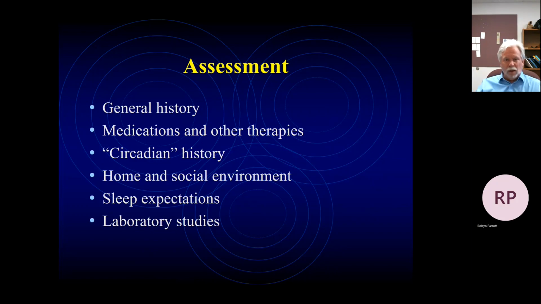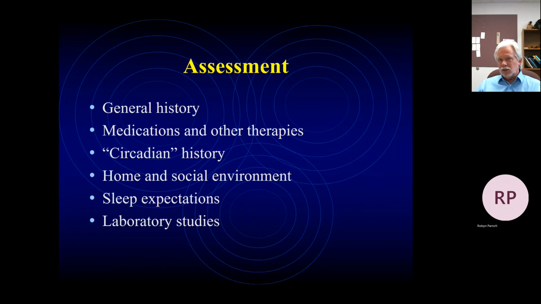So you go around the whole clock, and occasionally you find something that is really radically important. An assessment of the home and social environment, like who's available for caregiving, who provides most of the caregiving, how is that done?